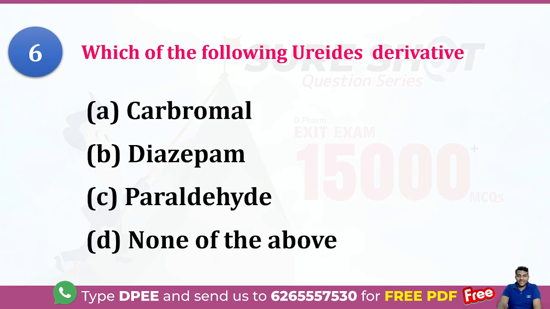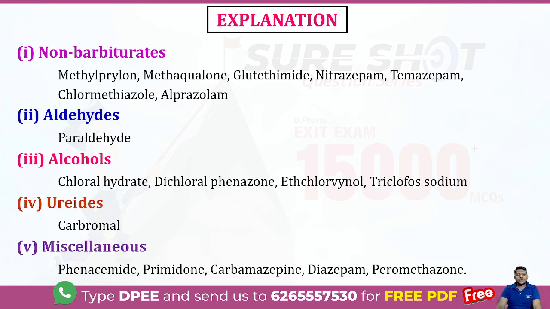Which of the following is a ureide derivative? Ureides are carbonyl compounds that are ureide derivatives. Next you have diazepam, which is an antiepileptic drug. This is the typical classification of anticonvulsants, in which there are barbiturates, methyl phenobarbital, glutethimide, nitrazepam, temazepam, alprazolam. Next we have the aldehyde, that is paraldehyde. Alcohol contains chloral hydrate, dichloralphenazone, ethchlorvynol. Ureide is basically carbonyl. In the miscellaneous category you have phensuximide, primidone, carbamazepine, diazepam, and paramethadione. These are the miscellaneous category that you have to remember.